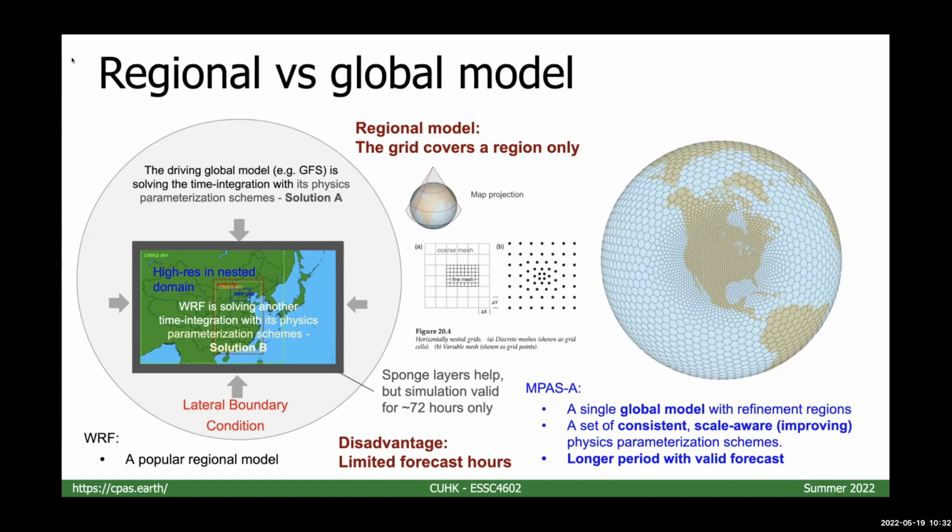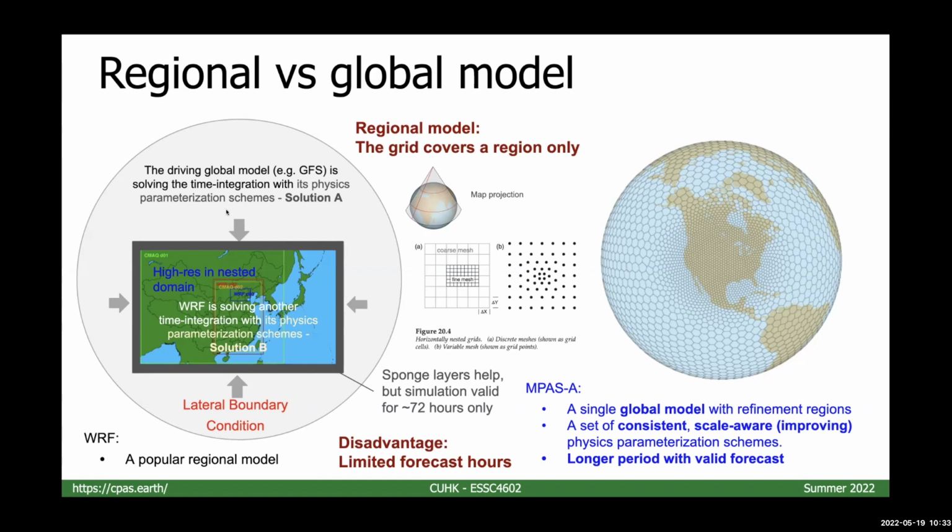So there are two types of numerical weather prediction model. One is the regional model, and versus the second one, global model. WRF is a regional model. As you see, you just care about a region on the Earth's surface. So the simulation is only carried out for the domain you define. The domain for WRF model is restricted to be rectangular.